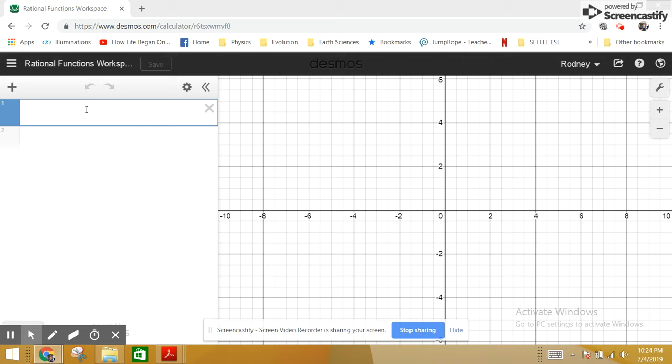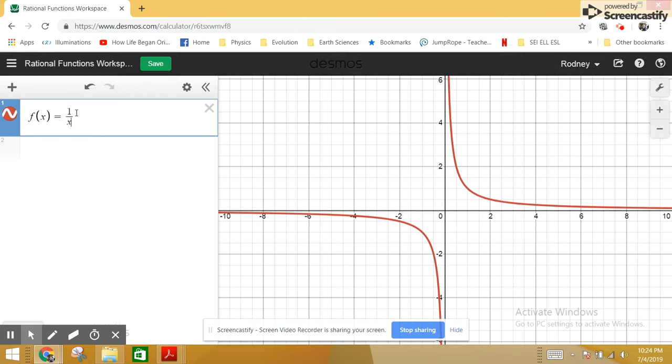I'm going to start with a very simple rational function, and a rational function is simply a function that is a ratio of polynomials. We're going to start with the most simple rational function, which we will often call the base function. These are also called reciprocal functions because we start with the function f of x equals 1 over x. And that is your very basic function. I'm going to turn that off. You've got a brief glimpse of what it looks like.